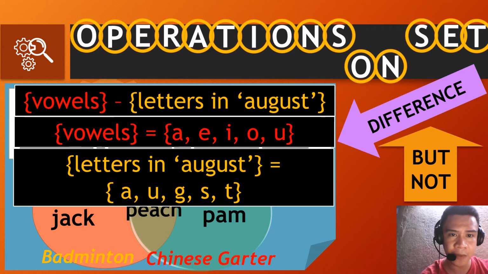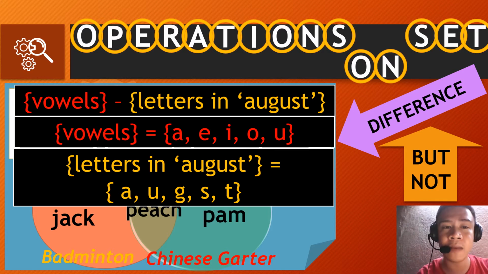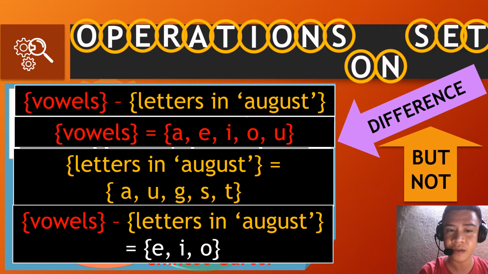Sabi dito, vowels minus letters in August. That means, ano ang mga letters na makikita sa vowels na hindi dapat makikita kay August? Okay, the answer is E, I, and letter O. Set of vowels minus set of letters in August is equal to elements E, I, and letter O.